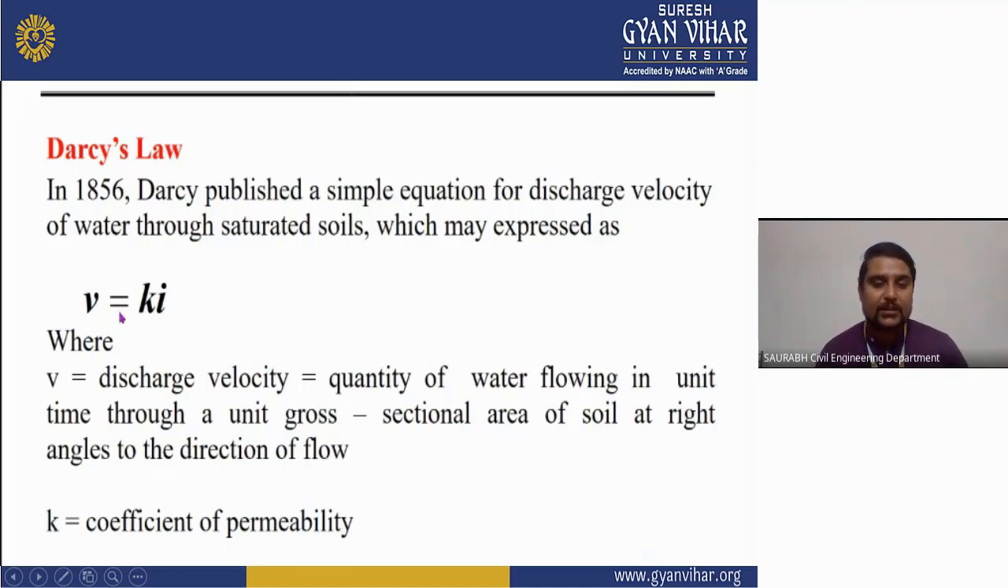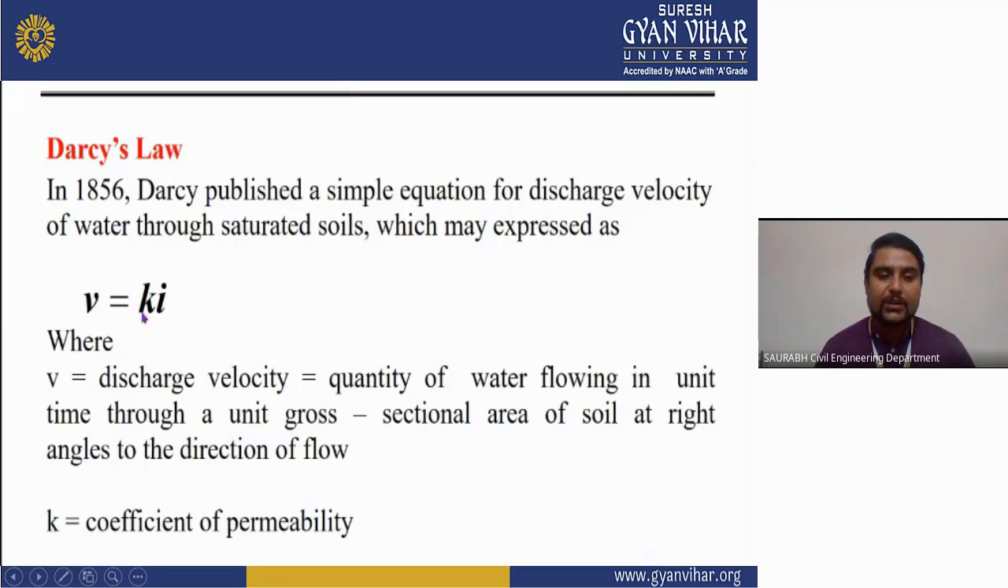V means discharge velocity, which is equal to the quantity of water flowing in unit time through a unit gross cross-sectional area of a soil at right angles to the direction of flow. And K is the coefficient of permeability. That is the formula we use to find the discharge of a soil using Darcy's law.